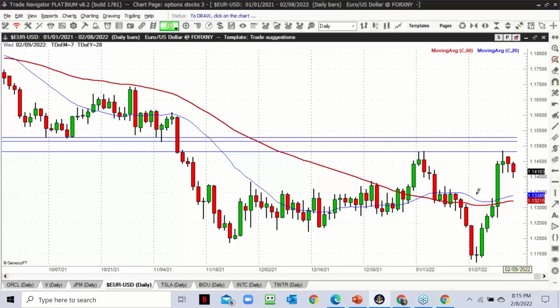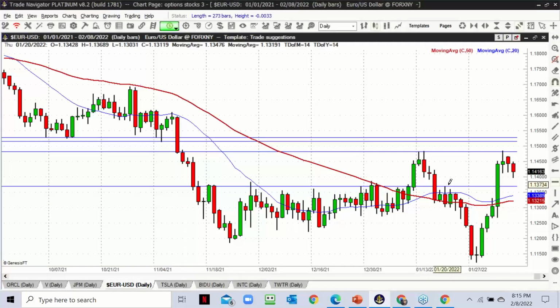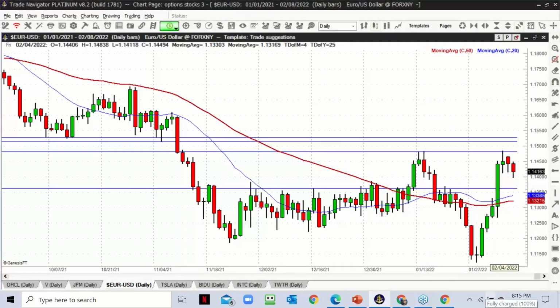And as to support, I'm looking at the prior resistance right over here, right around the 113.50 area.